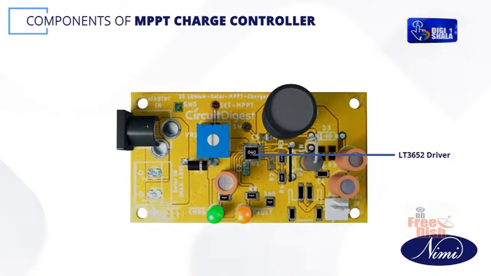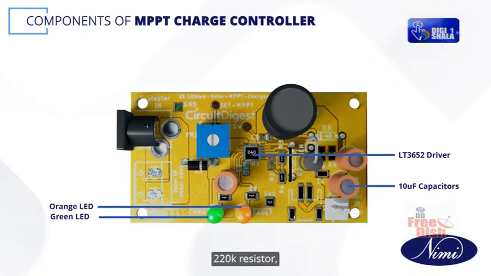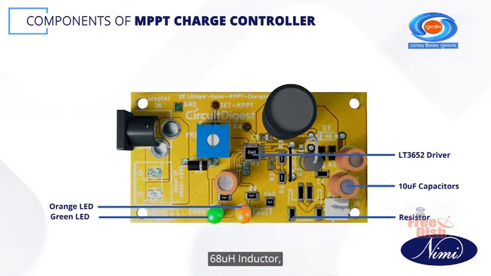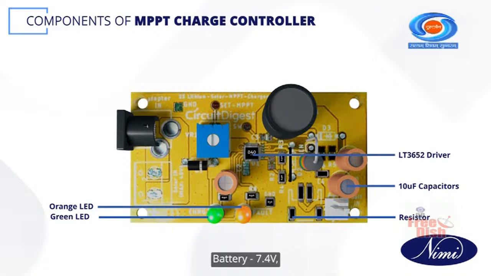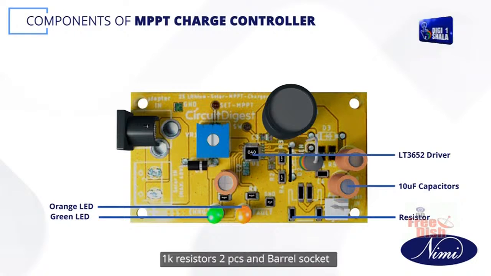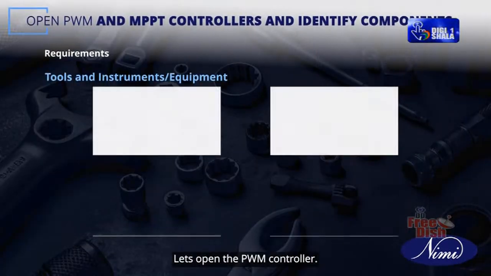LT3652 driver, capacitors 2 pieces, green LED, orange LED, 220K resistor, 330K resistor, 200K resistor, 68 uH inductor, 1 uF capacitor, 100 uF capacitor 2 pieces, battery 7.4V, 1K resistors 2 pieces and barrel socket. Let's open the PWM controller.